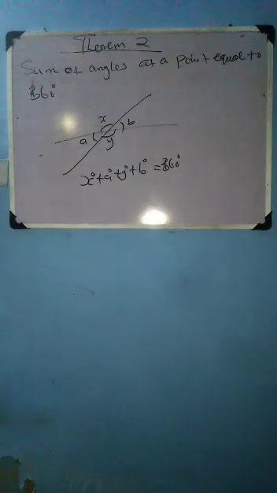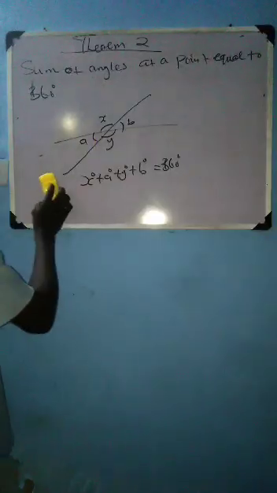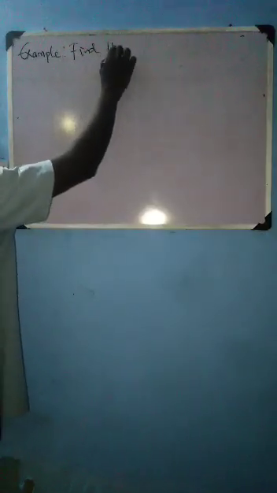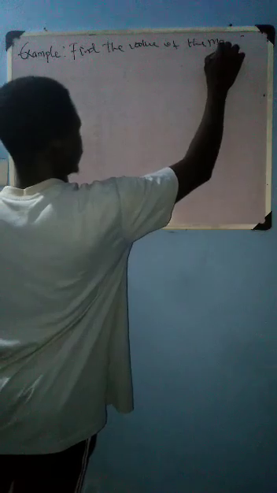Okay, so I'll take this down so we can take an example. So you do have to pause the video and take it down. All right, so here on that theorem 2, we have an example. Find the value of the marked angle. So we have a figure like this.